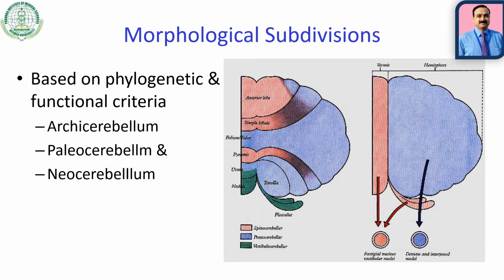Now coming to the morphological subdivisions. Based on phylogenetic and functional criteria, the cerebellum is divided into three parts: archicerebellum, paleocerebellum and neocerebellum, and they are shown with different colors.